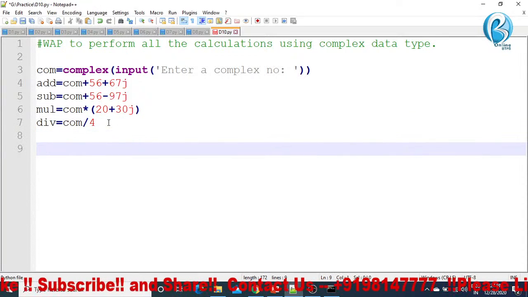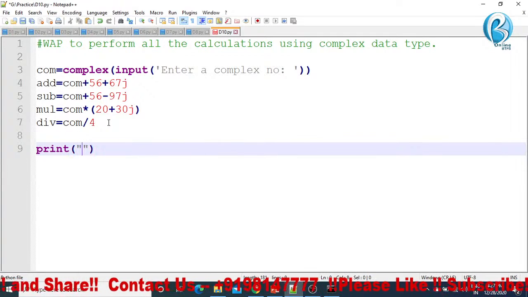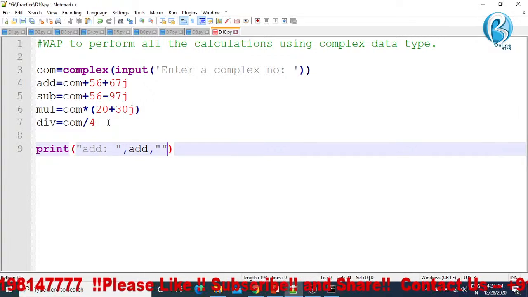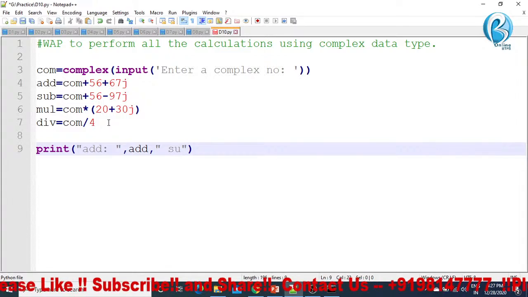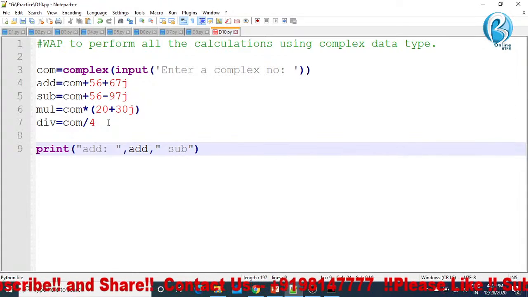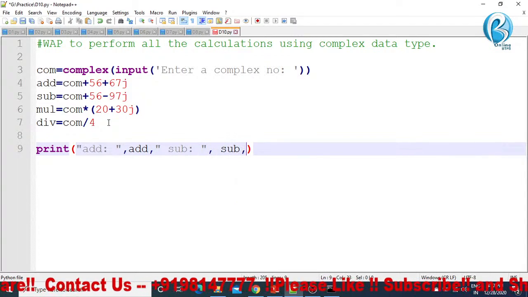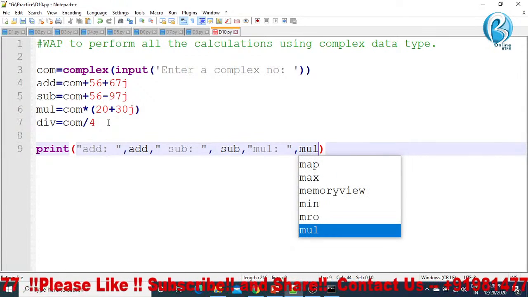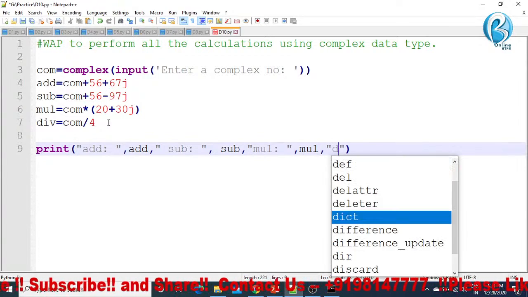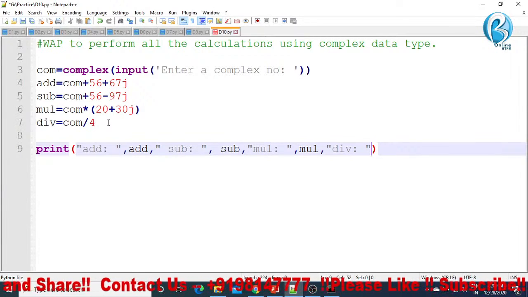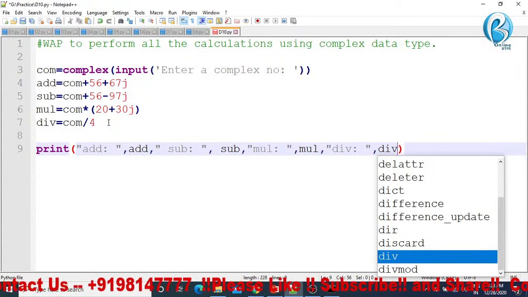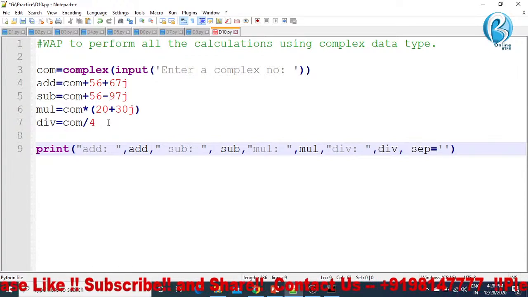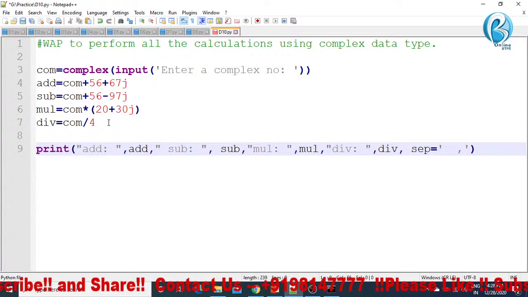Let's print them then. Print, firstly addition colon space comma add, then subtraction colon space comma sub, then multiplication colon space comma mul, and the same goes for division, colon space, comma, div. And then the separator. We will pass a separator, sep equal to space comma. Okay, let's run and check.